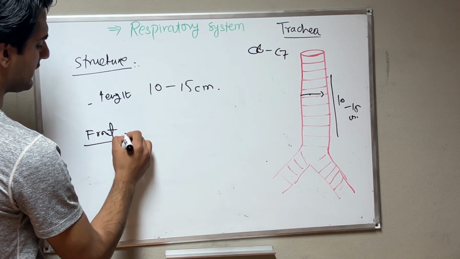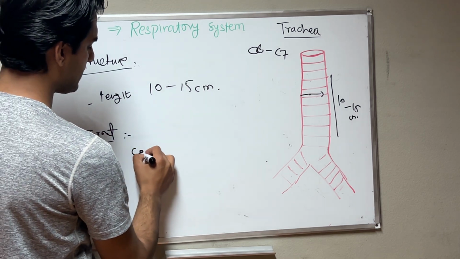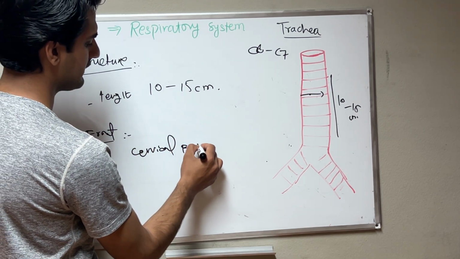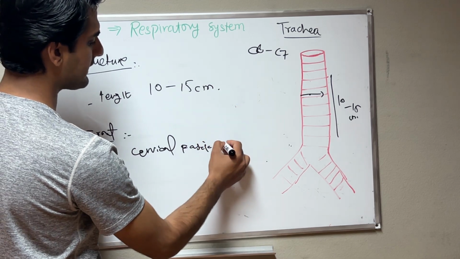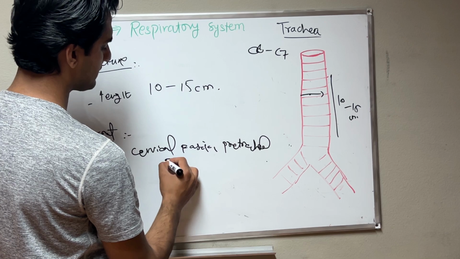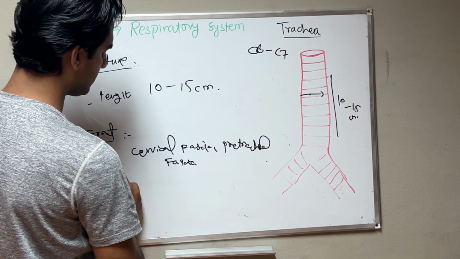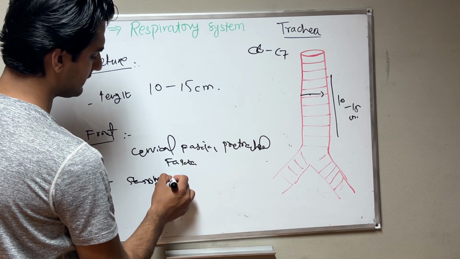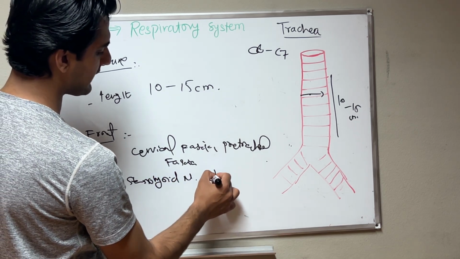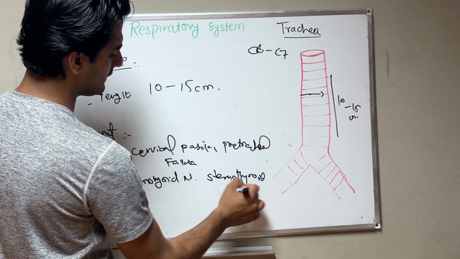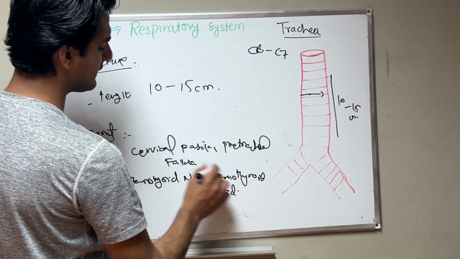If we talk about the anterior view, the front side of the trachea, we have the cervical fascia. This is the general information. In the cervical fascia we have the pretracheal fascia. There we also have muscles like the sternohyoid muscle and the sternothyroid muscle. This is from the front side.